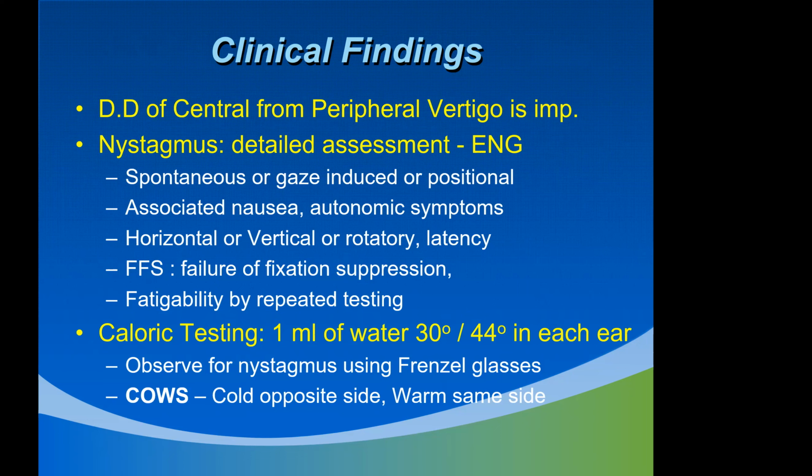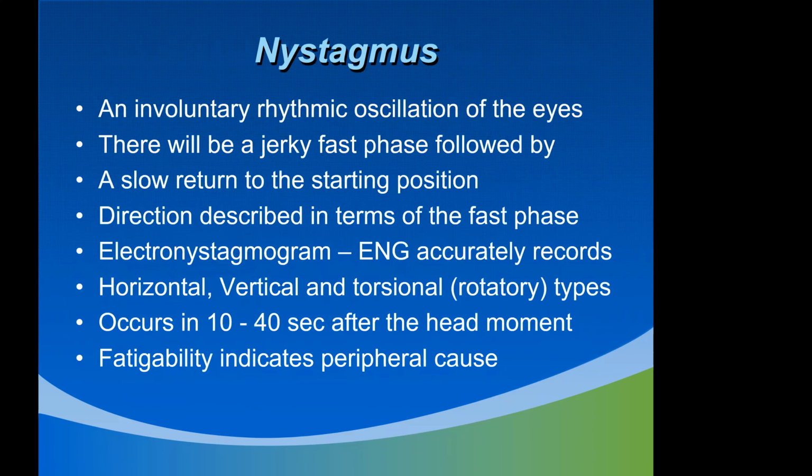Nystagmus is one thing which fatigues after repeated testing. So you ask the patient to look at this. After 4-5 times, you ask him, nystagmus will disappear, because of fatigability of the nystagmus. Caloric testing: 1 ml of water is injected into the external ear canal, 30 degrees for cold, 44 degrees for the hot. Observe for the nystagmus. Mild nystagmus will be there. You require Frenzel's glasses to observe. COWS: cold is opposite side, warm is same side.